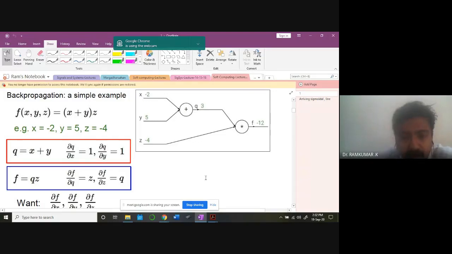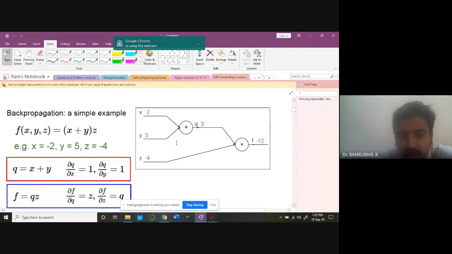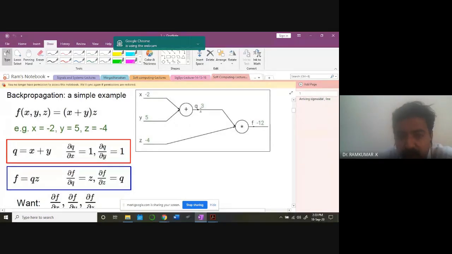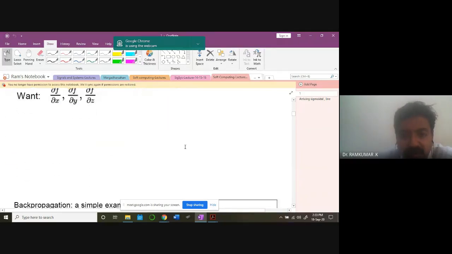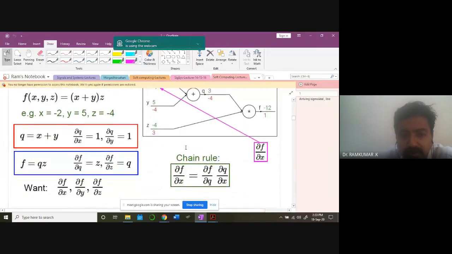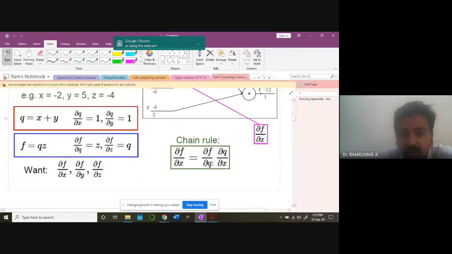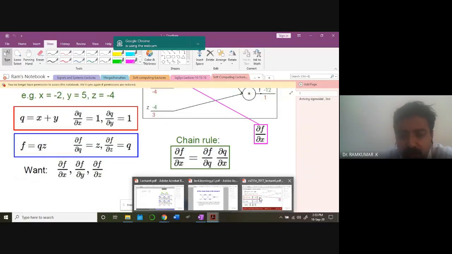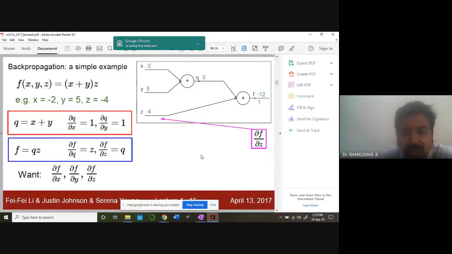Correct. Okay. So what do you want to compute? We want to compute how f is going to vary with respect to x, y, and z individually. What do you have right now? Dou f by dou q you have. Dou f by dou z you have. Okay. But you want to compute dou f by dou x and dou f by dou y. So you're trying to relate that. How do you do it? Using the chain rule. Okay, using the chain rule you can do it. Dou f by dou x equal to dou f by dou q into dou q by dou x. Okay, notice this. So this is the condition initially. So initially dou f by dou f is equal to 1.